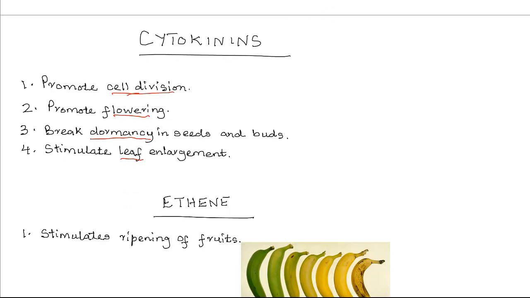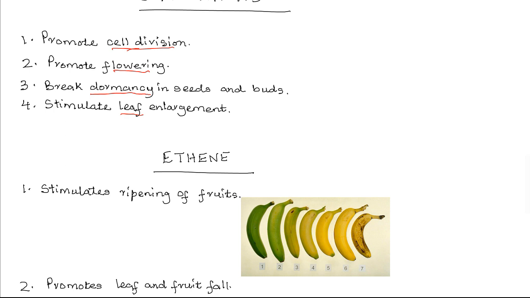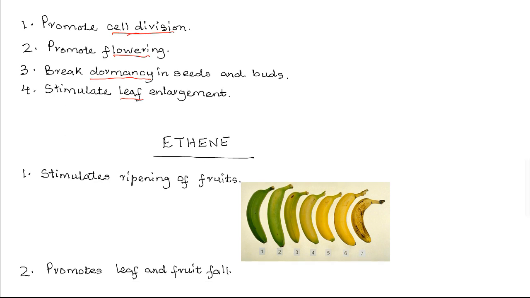Ethene is another plant hormone. It is a gas at room temperature. It is produced by most plant organs. The effects include the following. The most important, the ripening of fruits. It stimulates the ripening of fruit.